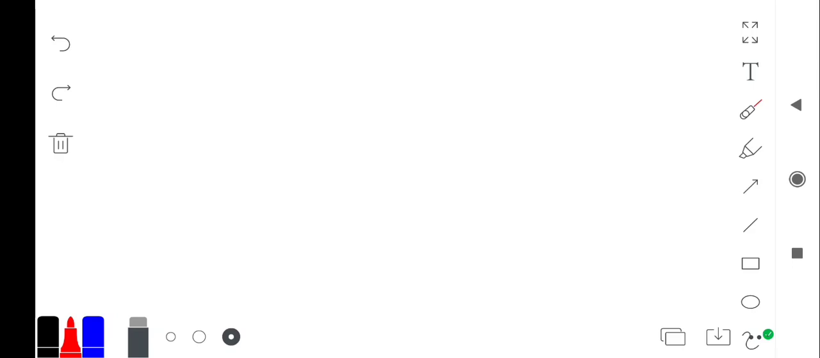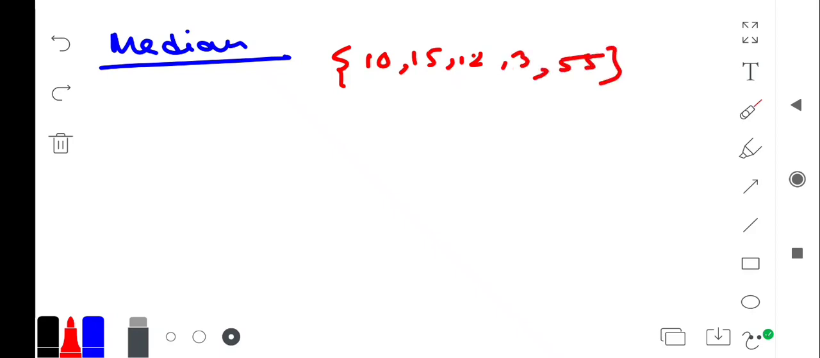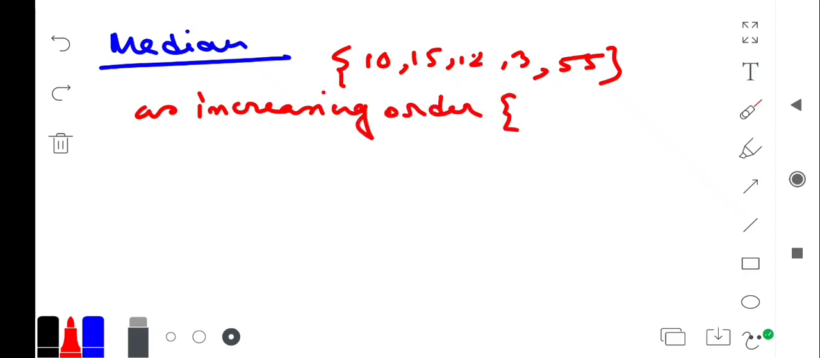Next one, that is median. Median means the middle value. Okay, suppose to find the median of set of observation, that is 10 15 12 3 and 55. Okay, first we have to arrange the order as increasing order. Increasing order means that is 3 first, then 10, then 12, then 15, then 55. Okay, this is termed as increasing order.